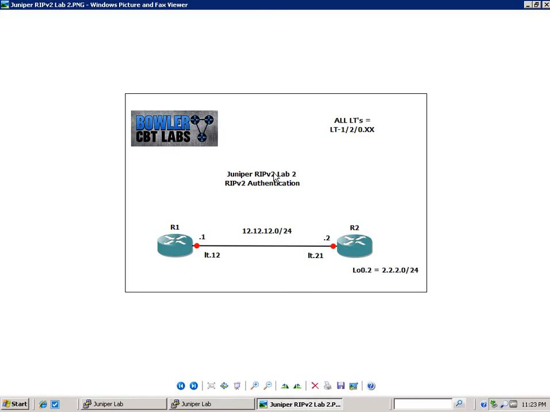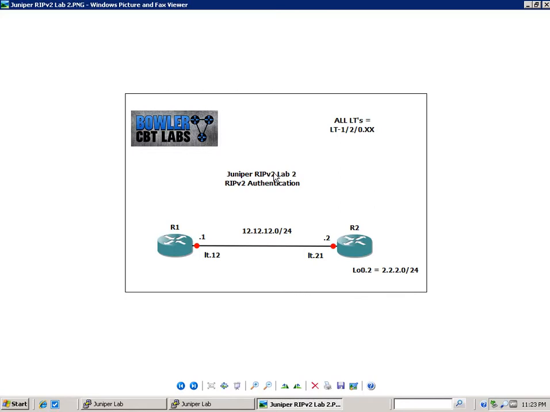In this lab we're going to take a closer look at RIPv2 authentication between two Juniper routers. We're going to look at authentication in terms of both simple and MD5 authentication, and we're going to explain the difference between the two. So let's start off explaining the difference between simple authentication and MD5 authentication.